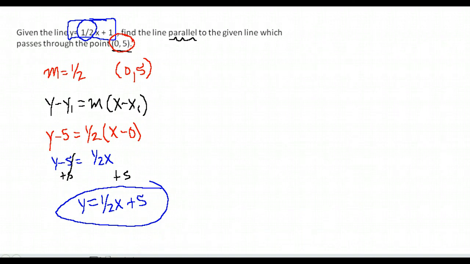Okay, so this has shown you how, when they give you the equation of a line, you would find a line parallel to it passing through a specific point. Parallel lines have the same slopes, so just keep the slope that was on the original line, ignore everything else in this equation, just take the slope and use the point you're given and find the equation for the line.